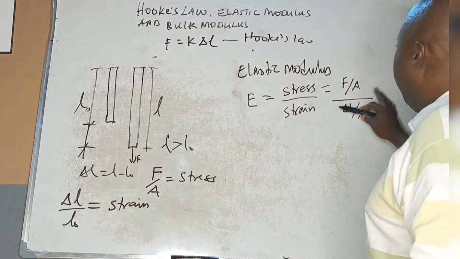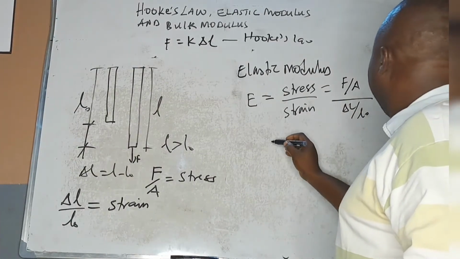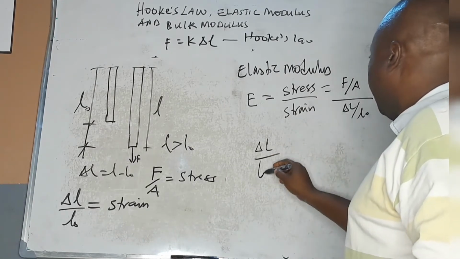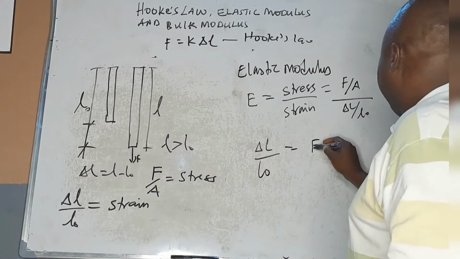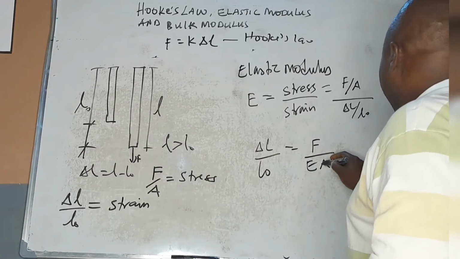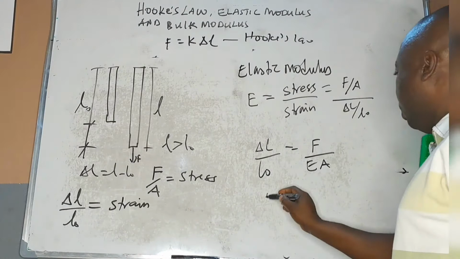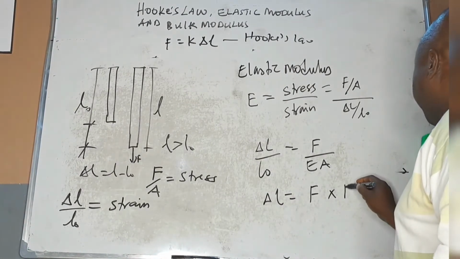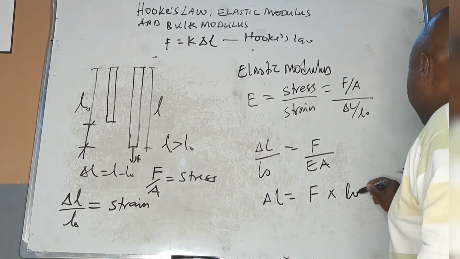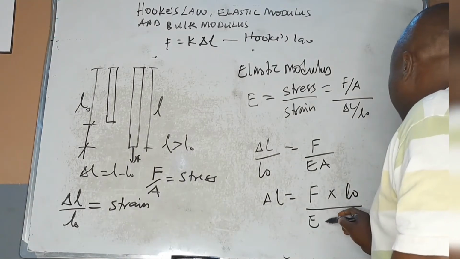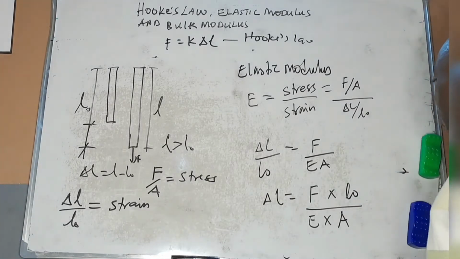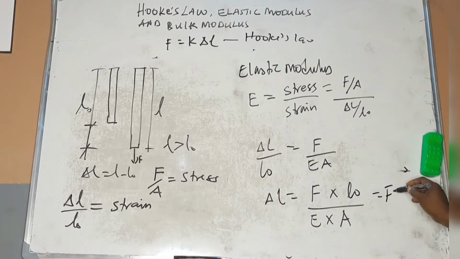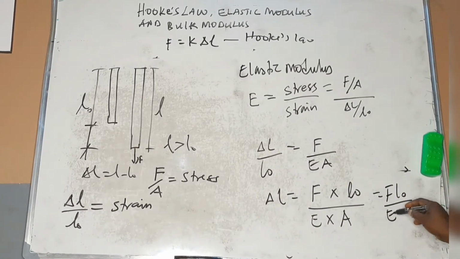Now, if we make change in length the subject of the formula, we have F all over Young modulus multiplied by area. So change in length becomes force times original length all over Young modulus times cross-sectional area, which is, of course, F L naught all over E A.